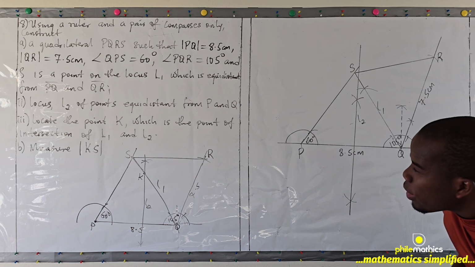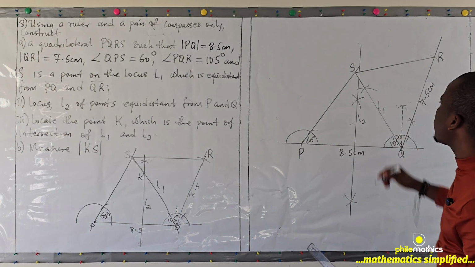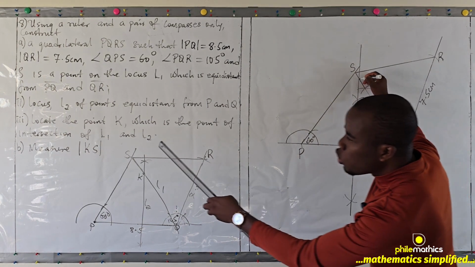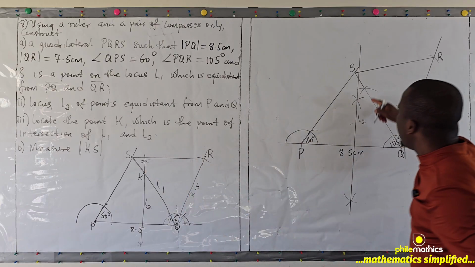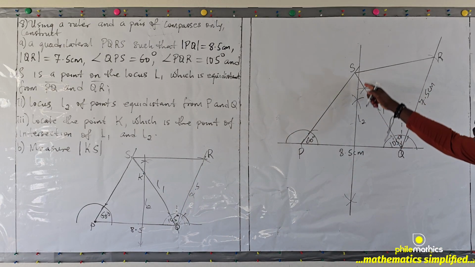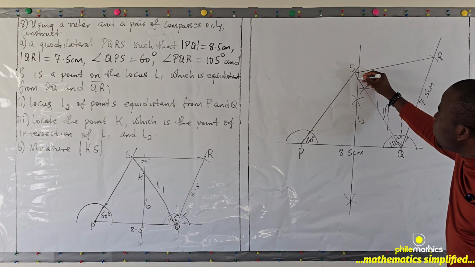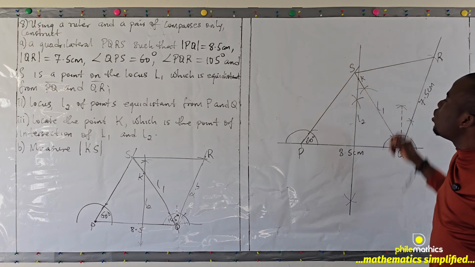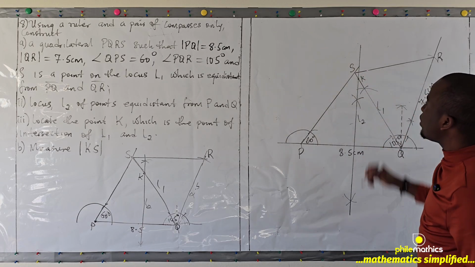And the last point says measure KS. And you are told to label K where your locus LO1 of point and your locus LO2 of point meet. So this is where they meet. This is K. You have to measure what KS is.